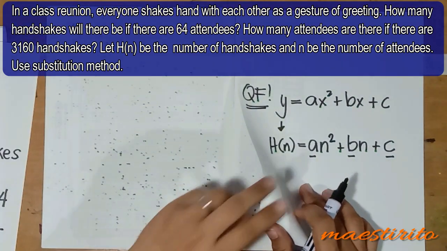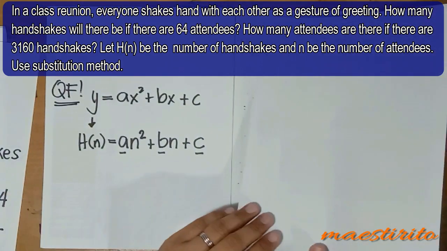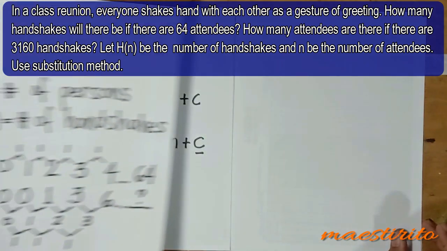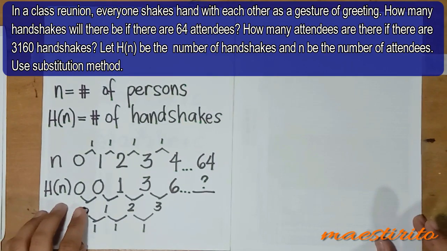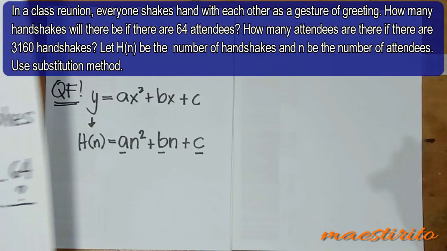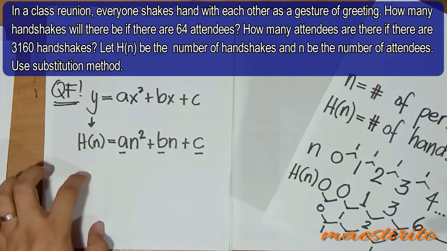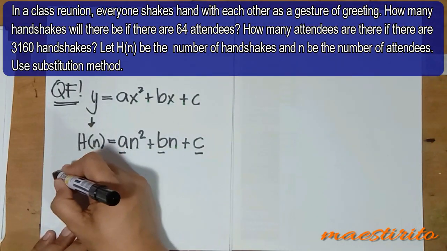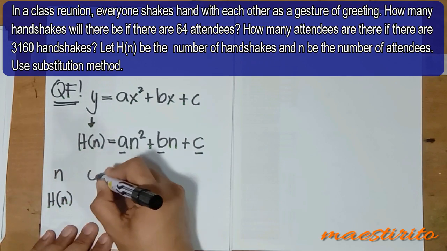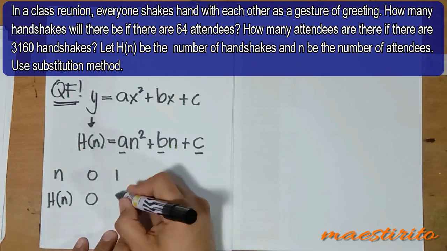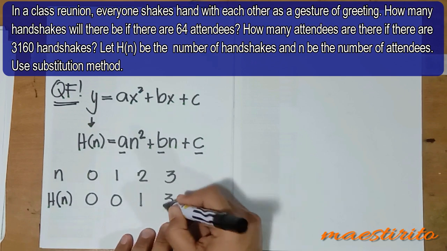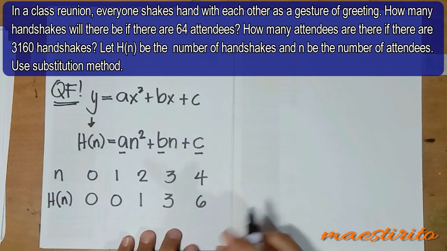Okay, so from this table of values here, to find the values for a, b, and c, let me rewrite the table of values down here. Okay, so n, h of n: 0, 0, 1, 0, 2, 1, 3, 3, 4, 6.